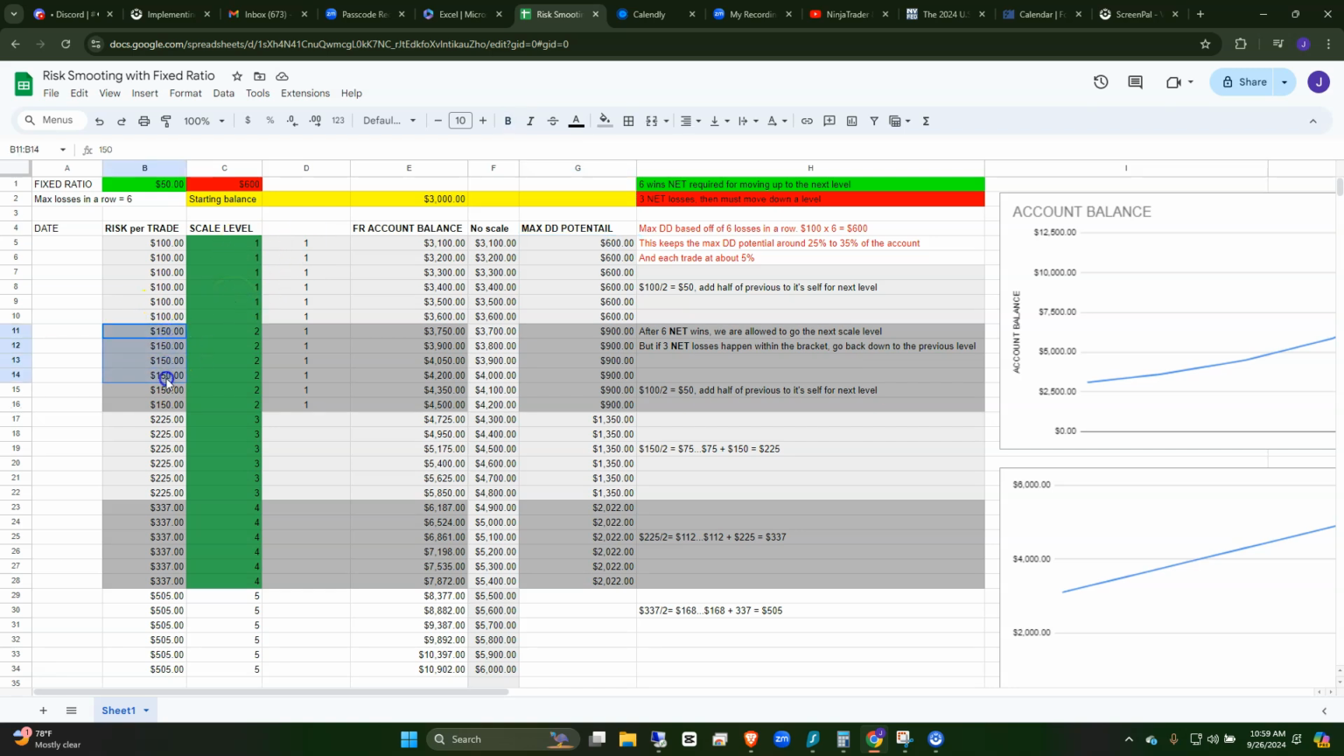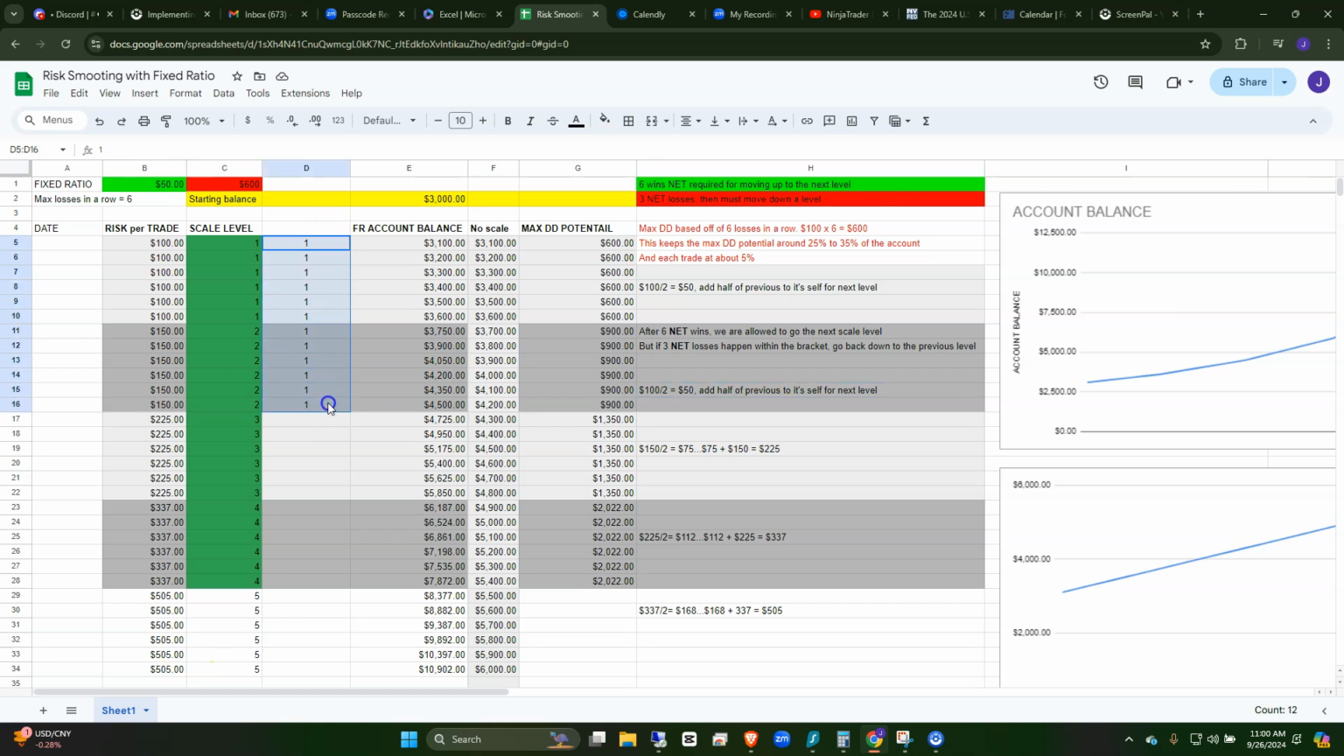Then the next level up would be 150. Then the next level up would be 225, and we arrive at these numbers simply by taking the previous risk level divided by 2 plus itself. So over here you can see 100 divided by 2 equals 50, plus the 100 is 150. Over here 225, so 150 divided by 2 equals 75. The 75 plus the 150 equals 225, and so on.